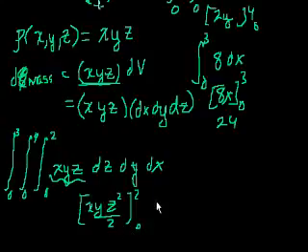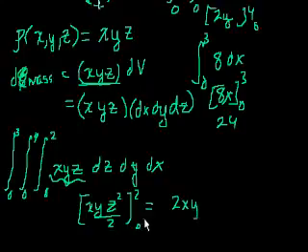And so you get, I know I'm going to run out of space, so you're going to get 2 squared, which is 4, divided by 2, which is 2. So it's 2xy minus 0. So that's the value, when you evaluate just this first integral, you get 2xy, and now you have the other two integrals left.